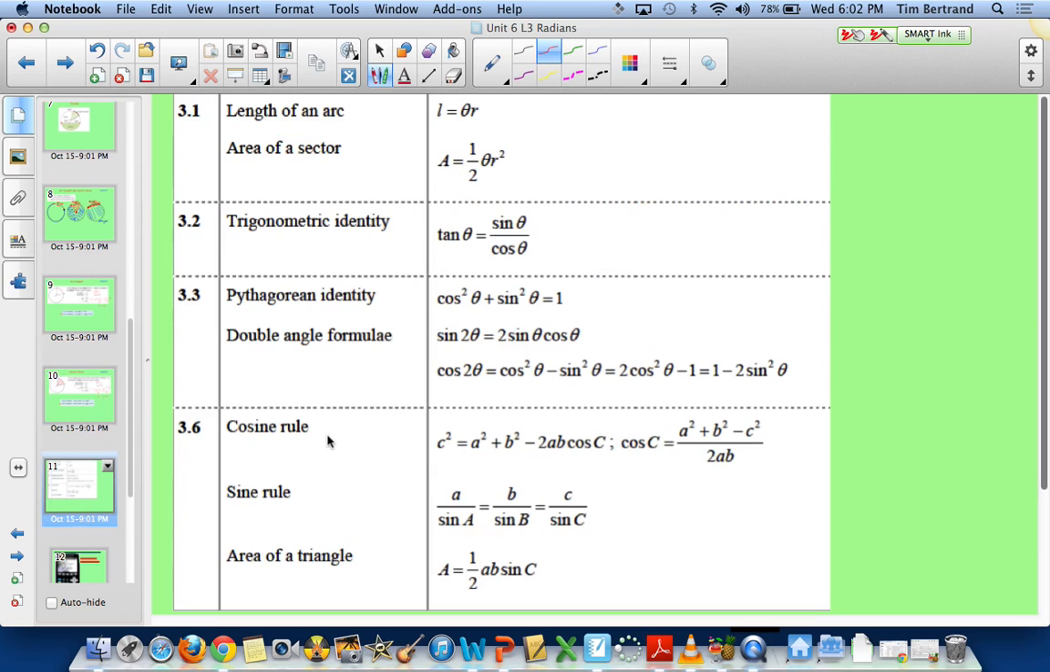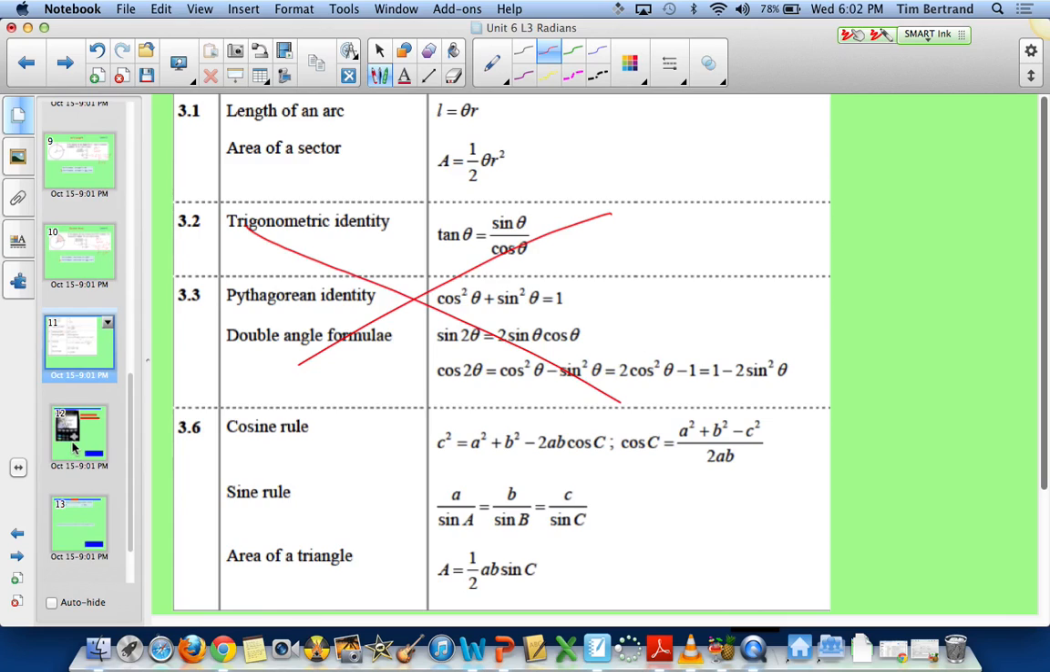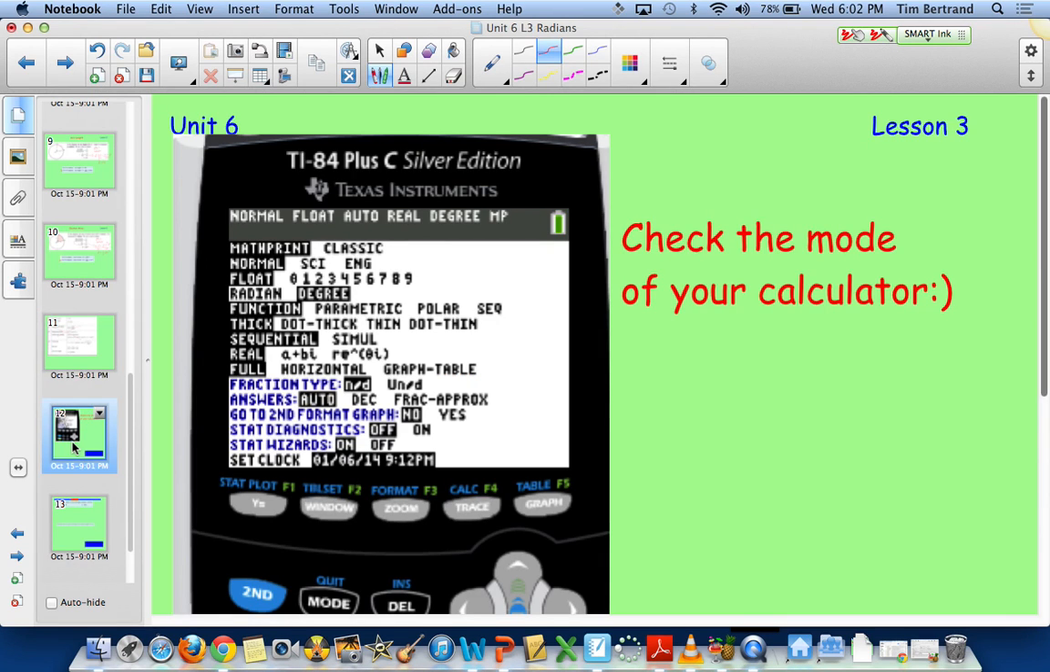A couple of things about these formulas. This is from the formula booklet in SL. Notice 3.1, you get both formulas. Notice 3.6, there's the sine and cosine rule and area of a triangle. So no need to memorize those. We just need to know how to use them. Another thing to check out is your calculator. Make sure you know what mode you're in. Hit the mode button, which is right next to the quit. And you want to be in degrees or radians, depending on the problem.